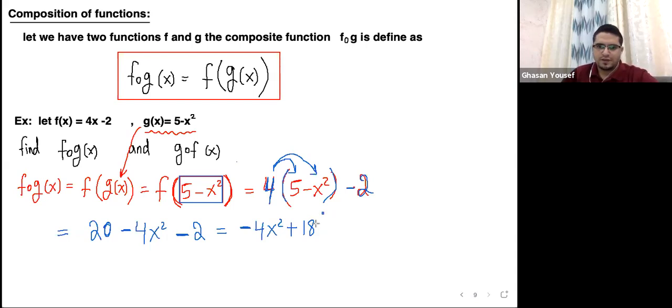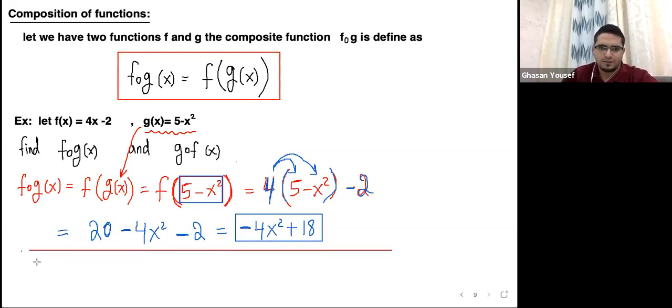Negative 4x squared plus 18. Now let's do the second one. The second one is g circle f of x. So number one is done.